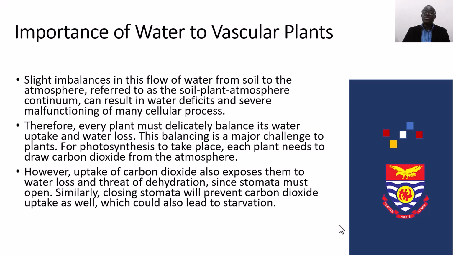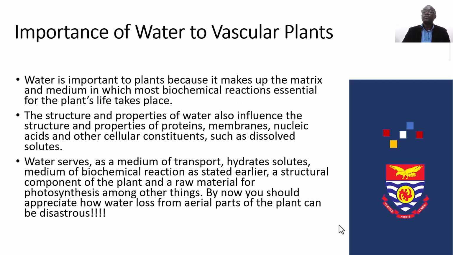For photosynthesis to take place, each plant needs to draw carbon dioxide from the atmosphere. However, uptake of carbon dioxide also exposes them to water loss and the threat of dehydration, since stomata must open. Similarly, closing stomata will prevent carbon dioxide uptake as well, which could also lead to starvation.